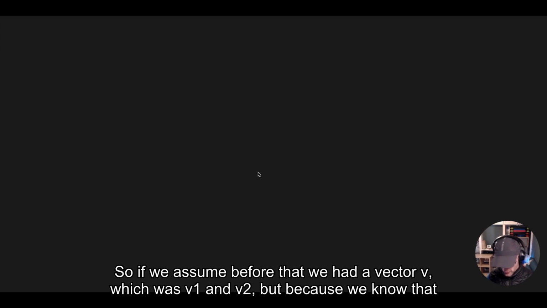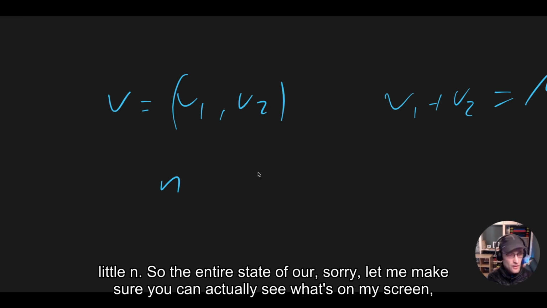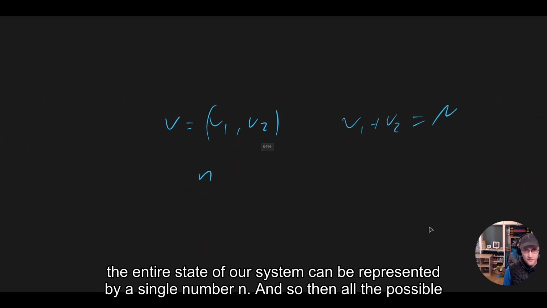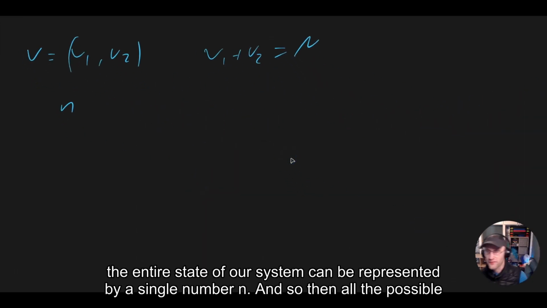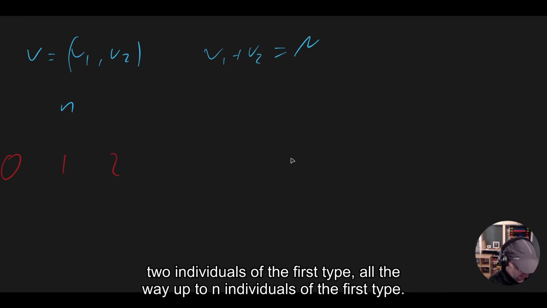So if we assume before that we had a vector v, which was v1 and v2, but because we know that v1 plus v2 equals big N, we can essentially get rid of this from our notation and just consider little n. The entire state of our system can be represented by a single number n. And so then all the possible states are either 0 individuals of the first type, 1 individual of the first type, 2 individuals of the first type, all the way up to n individuals of the first type.